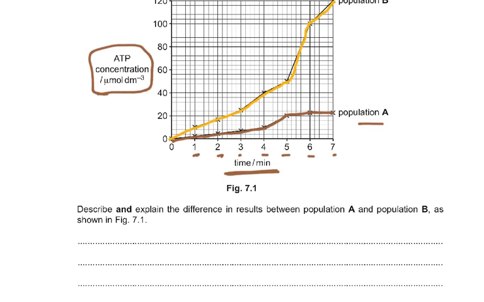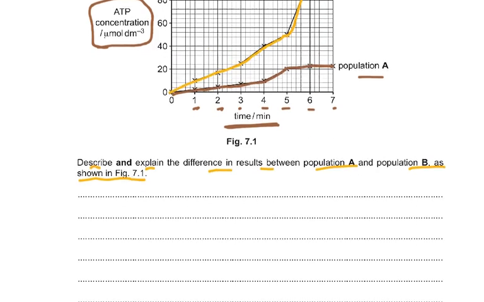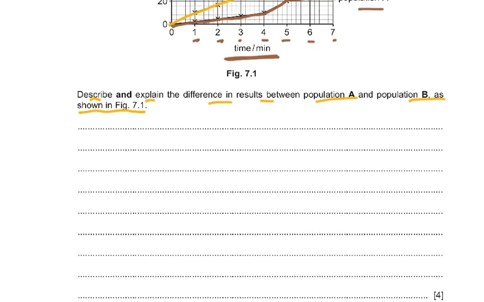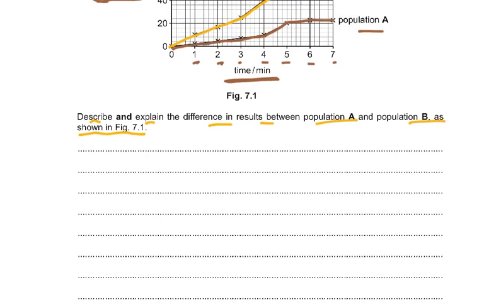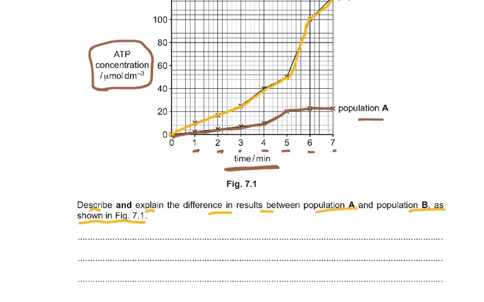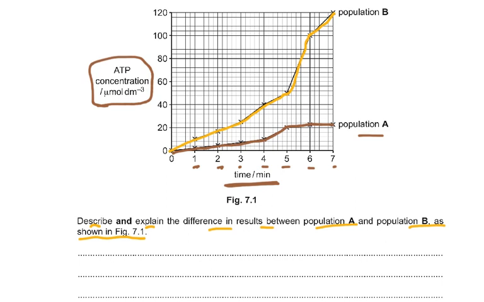Describe and explain the difference in results between population A and population B as shown in 7.1. Describe and explain. Describe is no biology, explain is a lot of biology. So describe and explain the difference, and this is for 4 marks. This is the easiest 4 marks that you could get in any paper 4. Remember this, these are the easiest paper 4 marks, and you can easily get these. Now when you look at these, let's look at them carefully.